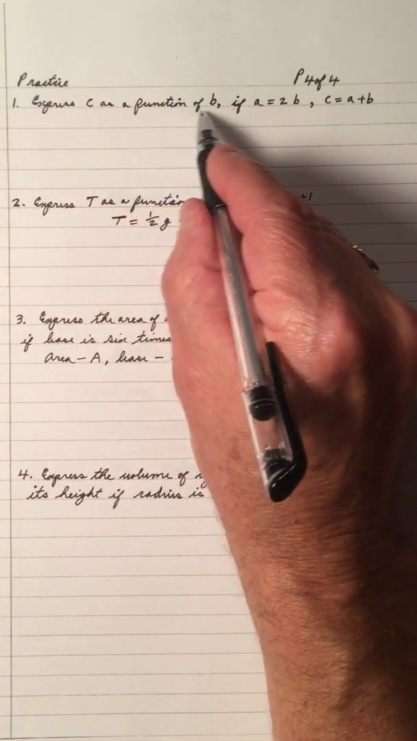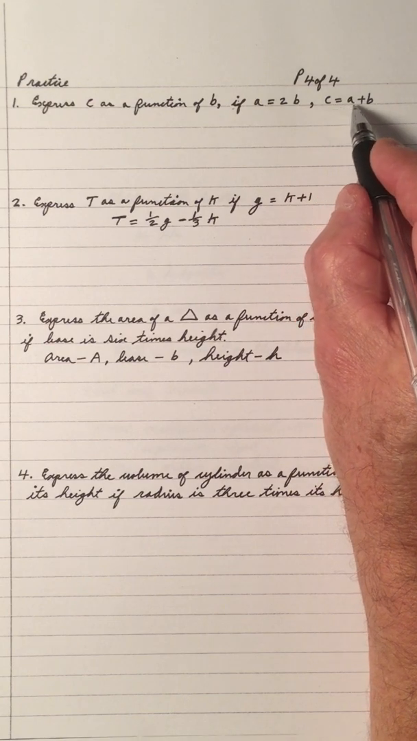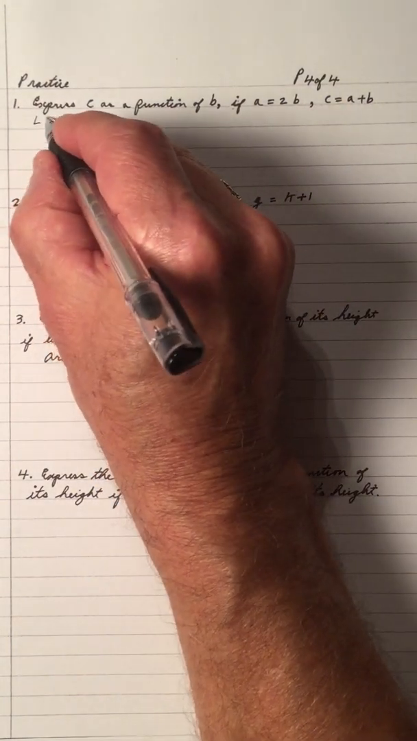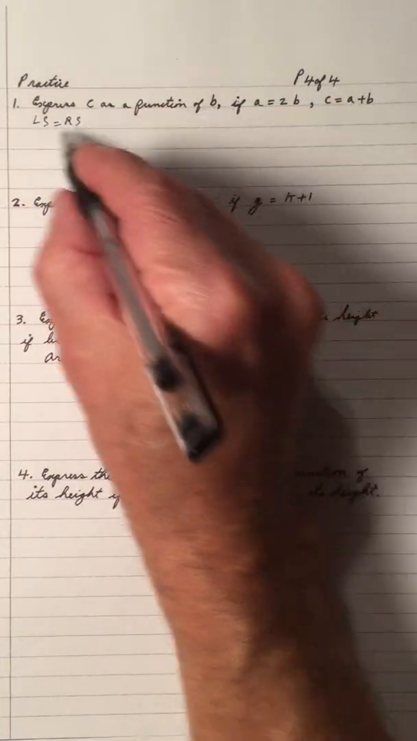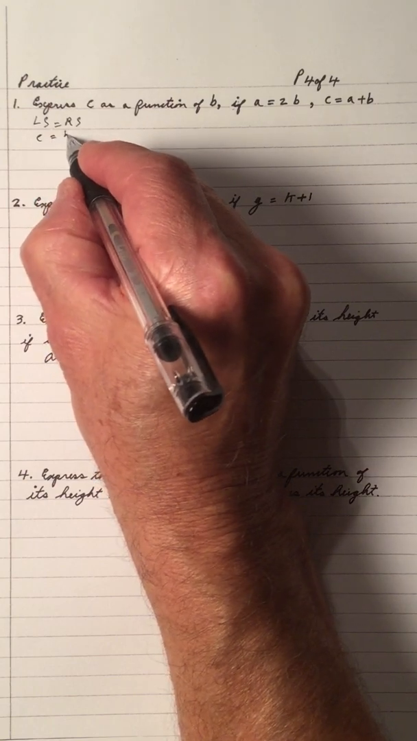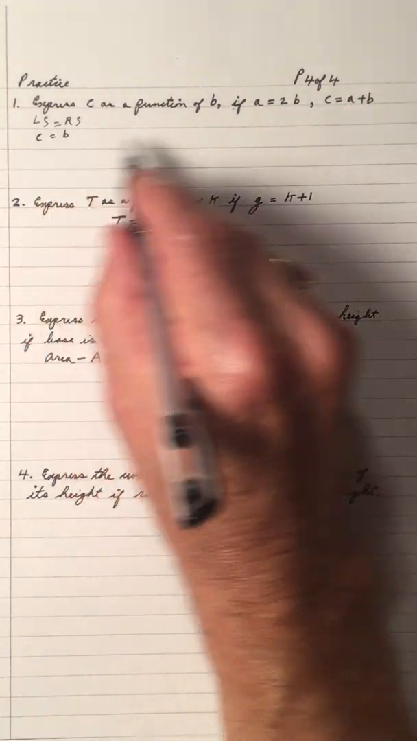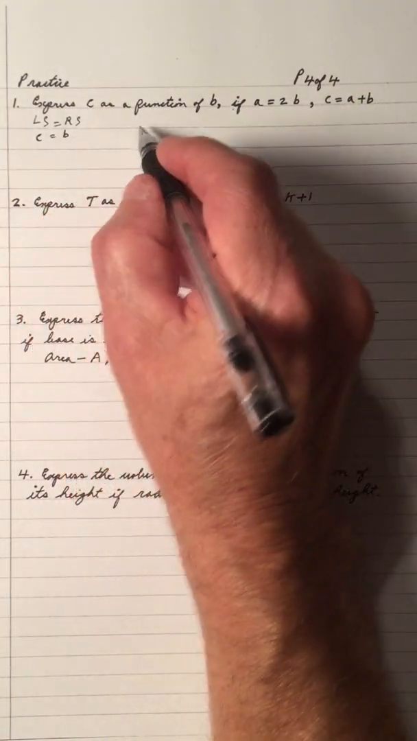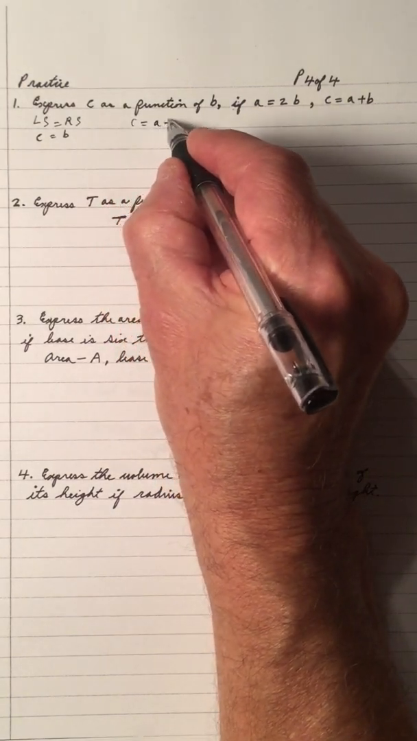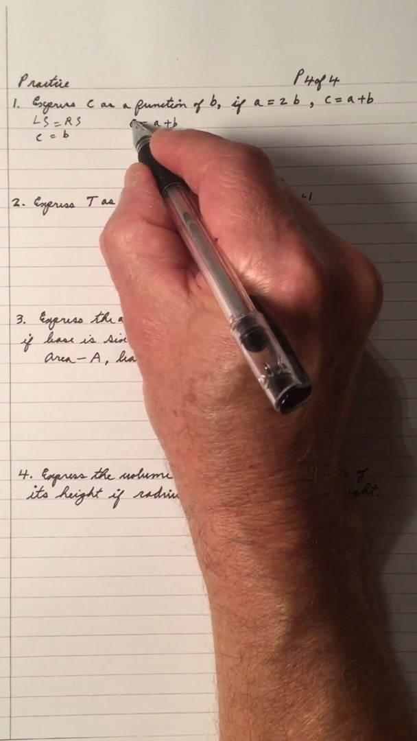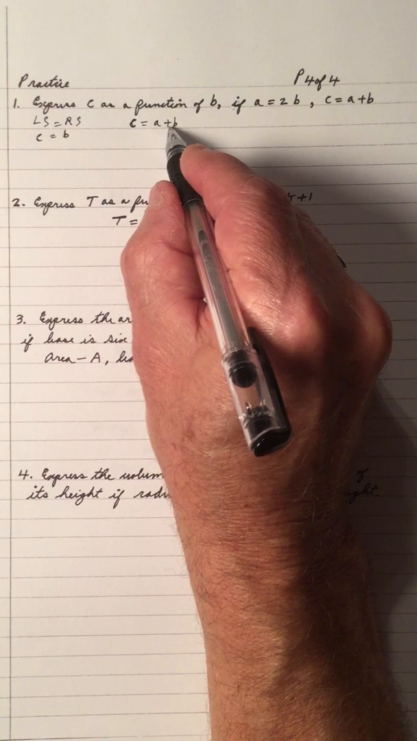Express C as a function of B if A equals 2B and C equals A plus B. So again, left side, right side. We want C as a function of B. So that means C is on the left, B is on the right. And do we have an equation? Oh, C is a function of B. So we have an equation right here. C equals A plus B. Perfect. This equation has C on the left. So I'm going to use this equation.